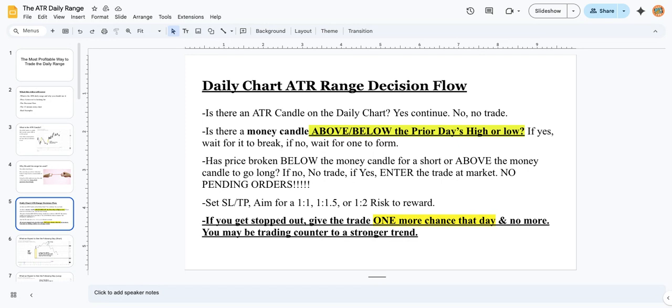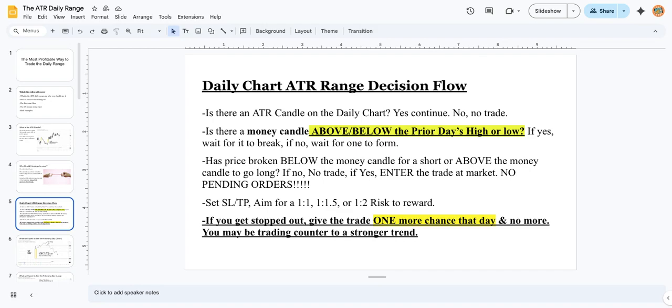Next, the next day: if I see one on Wednesday, then on Thursday I'm looking for a money candle. A money candle is the candle that forms the high or low of the day. But the money candle has to be above the prior day high if I want to go short, or below the prior day low if I'm going long. I'll show you this. Once I see a money candle, I have to wait for price to break above or below it. If it does not break above or below the money candle, you have to wait for that to happen.